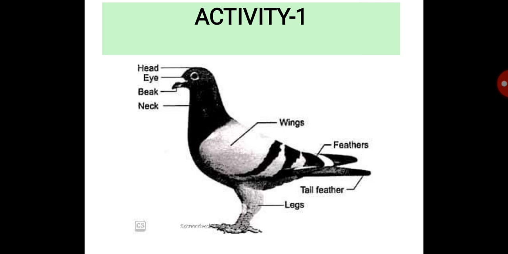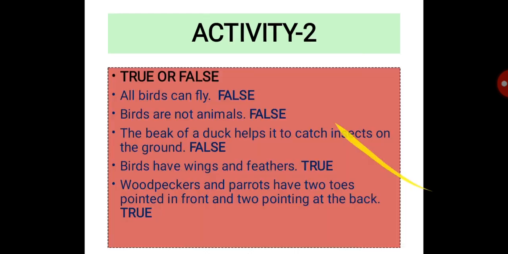Now we will study about some activities. Here, first activity. I have given a picture of a bird and its parts. Head, eye, beak, neck, wings, feathers, tail feather and legs. These are the parts of a bird.